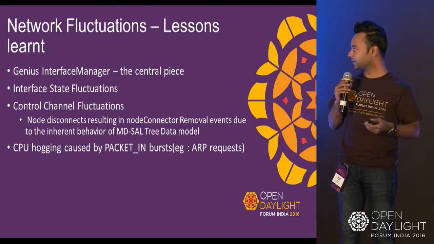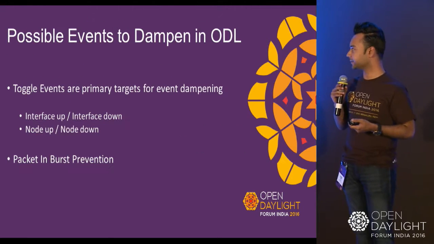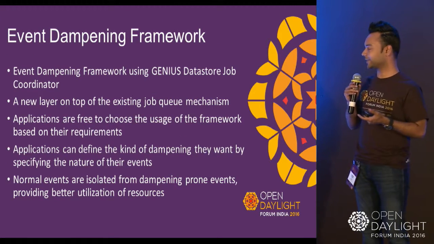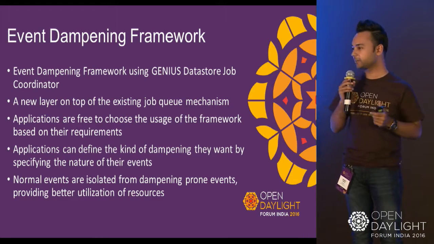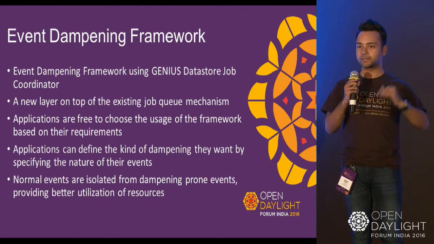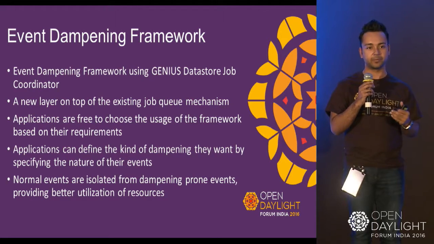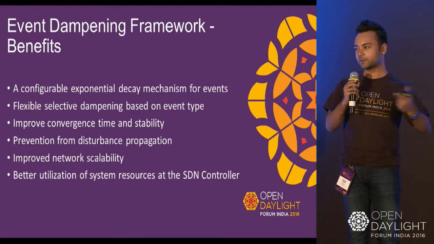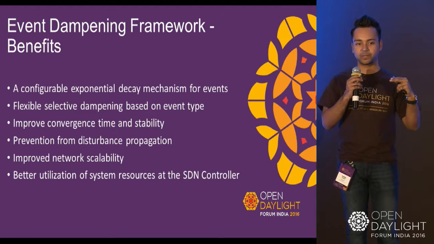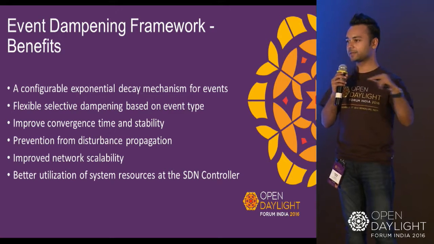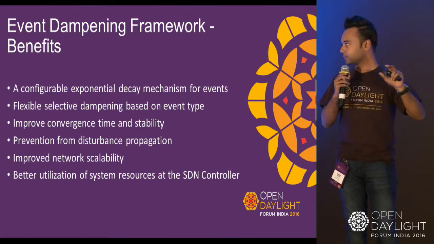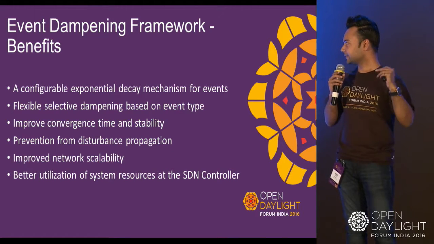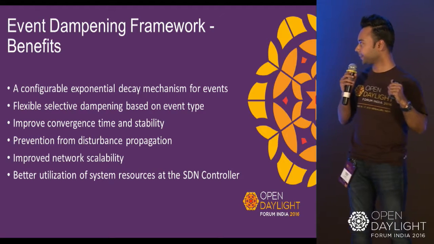All right, so the very obvious benefits that come out of this are a configurable exponential decay mechanism for events. Those of you who are already aware of any kind of event dampening would know that interfaces gather a reputation over time. Some interfaces are really bad, they're constantly flapping, so you give them a penalty. And once that penalty reaches a particular threshold, you stop listening to those interfaces at all. So we want to provide a framework which gives these kinds of mechanisms and makes them available.